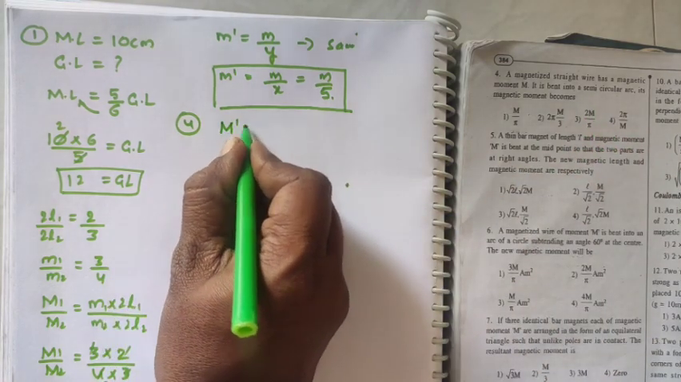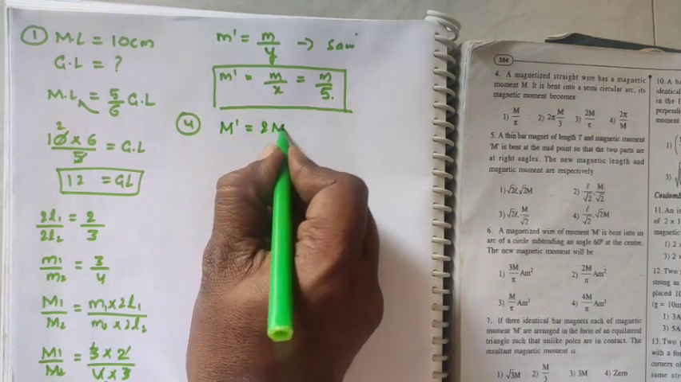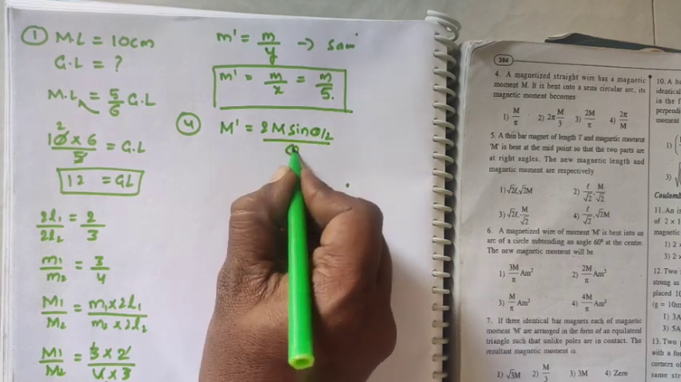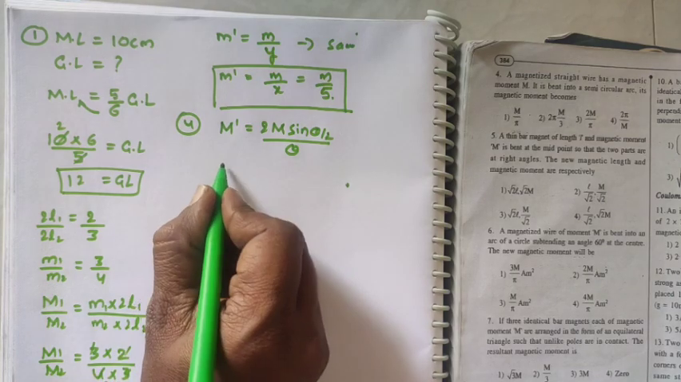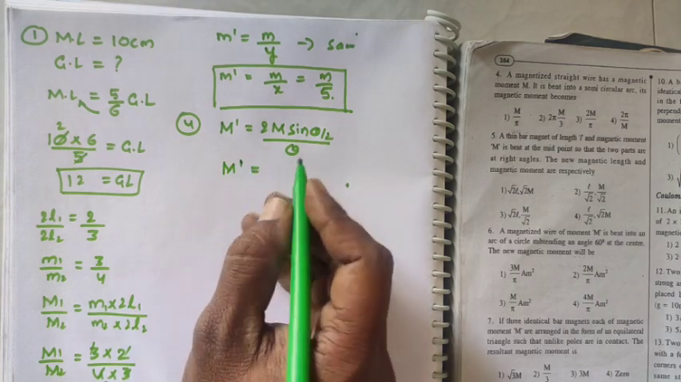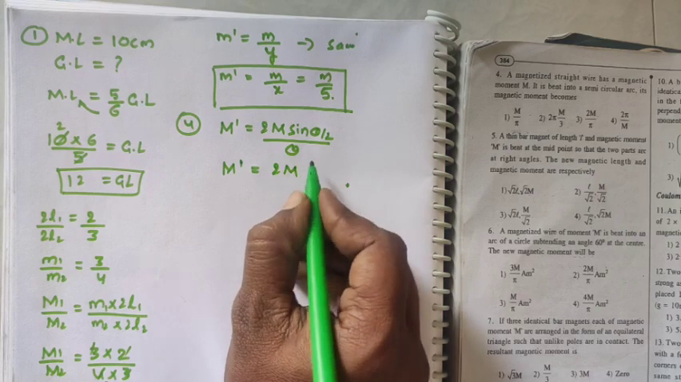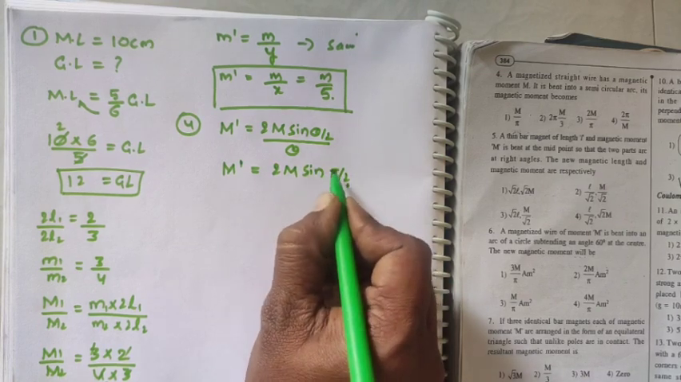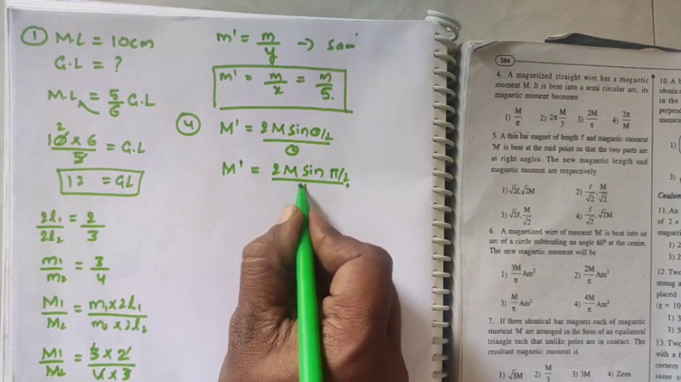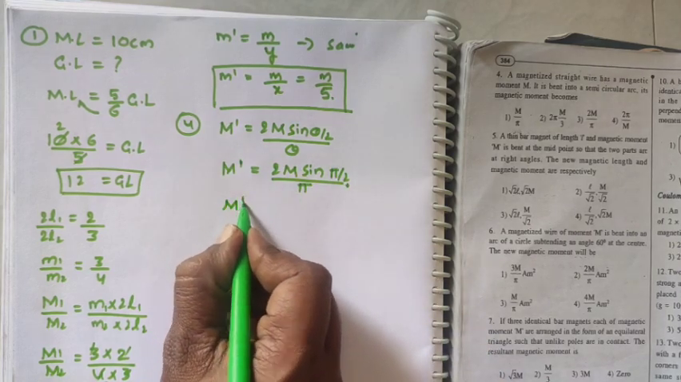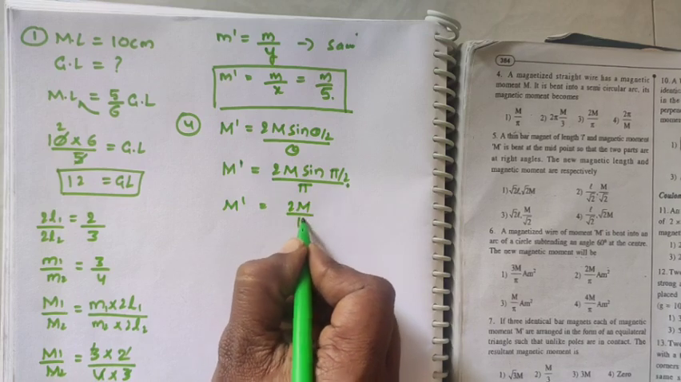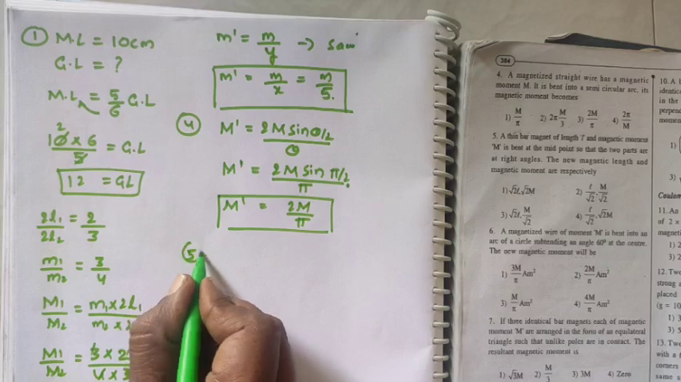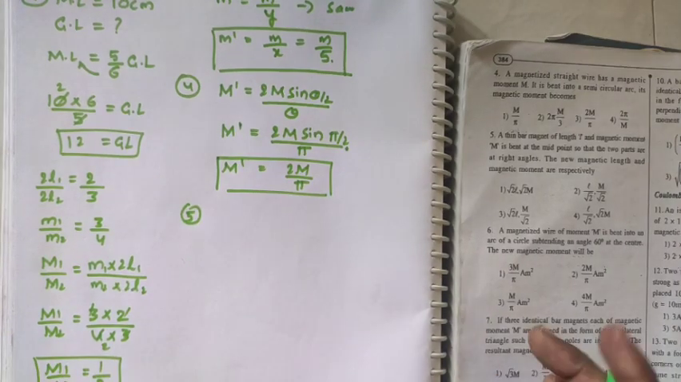We have a connecting formula for that. M dash is equal to 2M sine of theta by 2 divided by theta. Fill the value in this formula. 2 into M sine of theta, which is pi, pi by 2, divided by pi. Sine of 90 means 1, so 2M by pi. This is the required answer. We'll go for the next question.